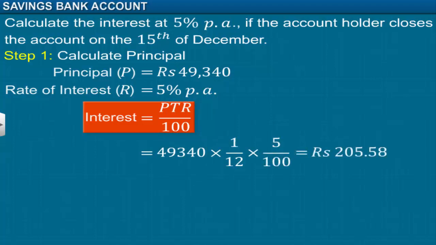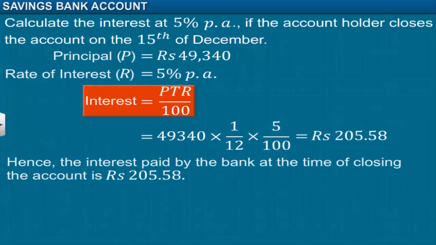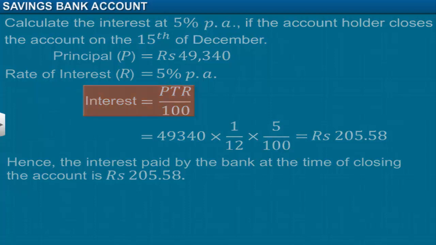This is equal to 205 rupees and 58 paisa. Hence, the interest paid by the bank at the time of closing the account is 205 rupees and 58 paisa.